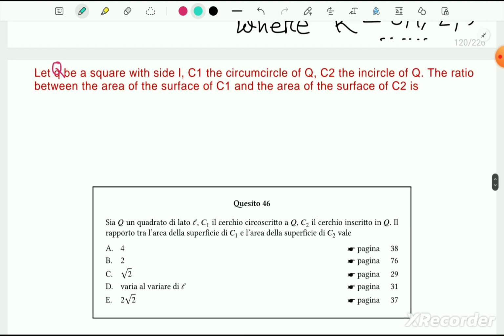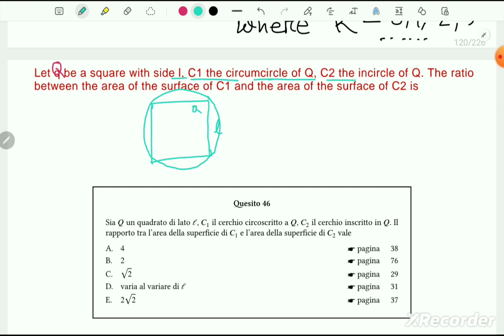In 46, it is told that let Q be a square with side L. Okay, so Q is a square which has side length L. C1 the circumcircle of Q. So C1 is a circumcircle. That means a circle is drawn outside of this square. The circumference actually touches the corner of the square. So this is our Q.